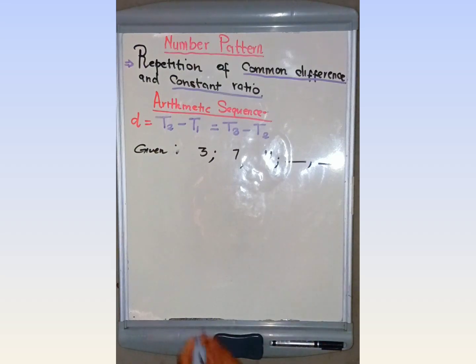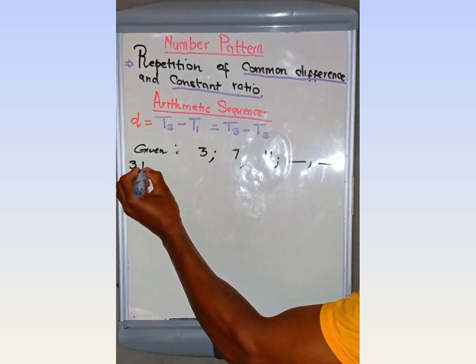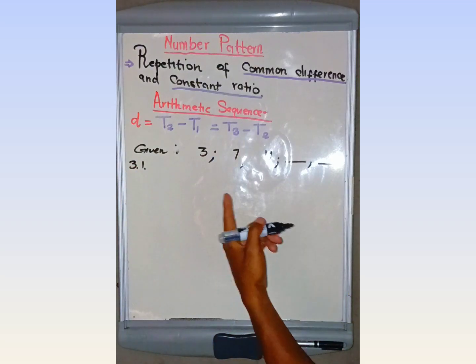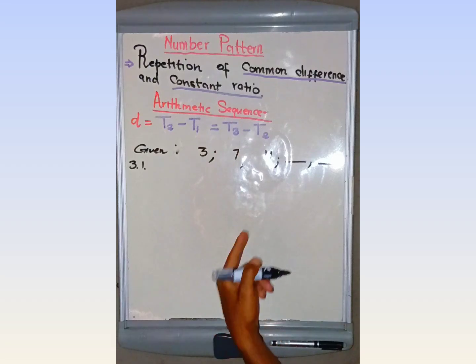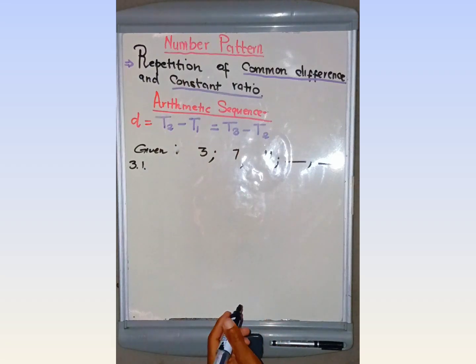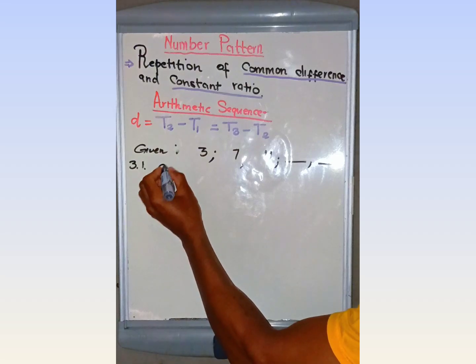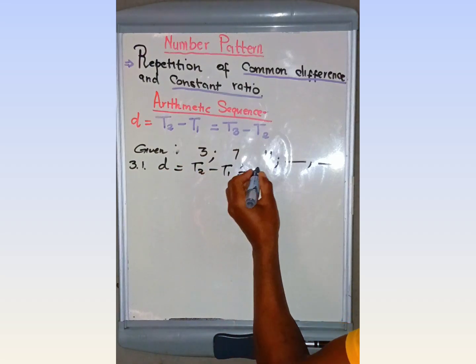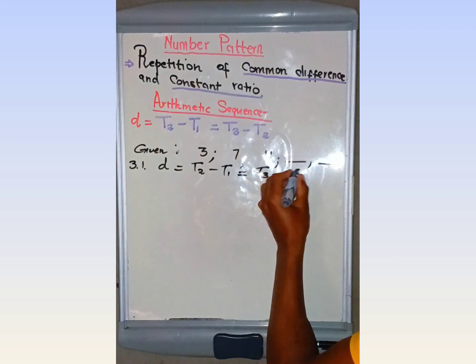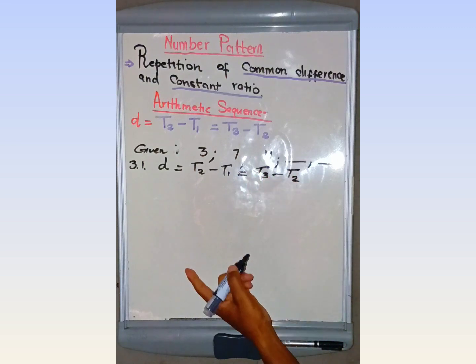Okay, maybe it's question 3.1. Prove this sequence is arithmetic, or show that this sequence is arithmetic. Okay, then how are we going to show that this is arithmetic? We're going to say that d equals t2 minus t1 must be equal to t3 minus t2. This is very simple.